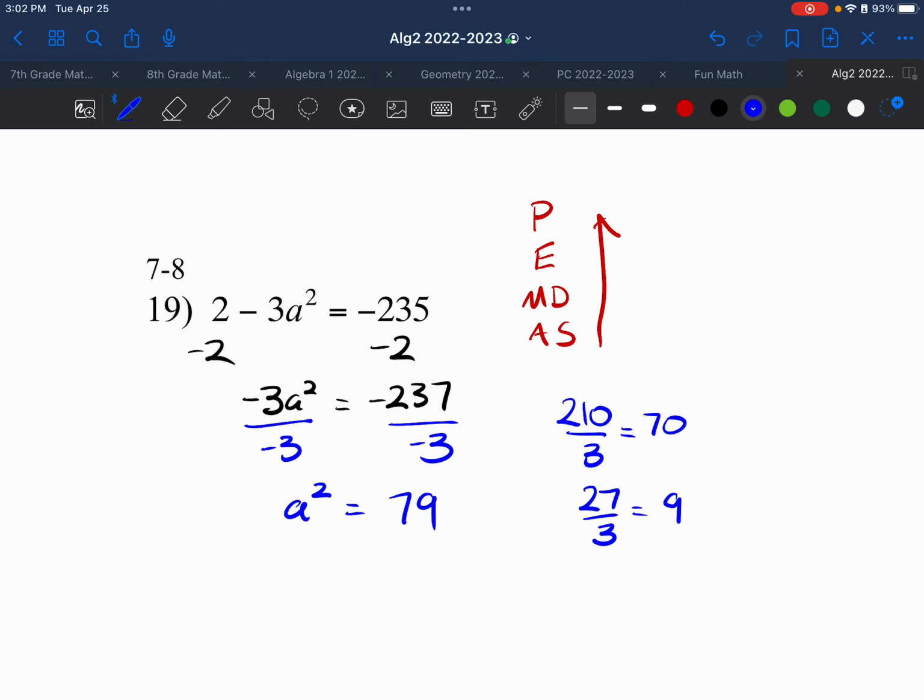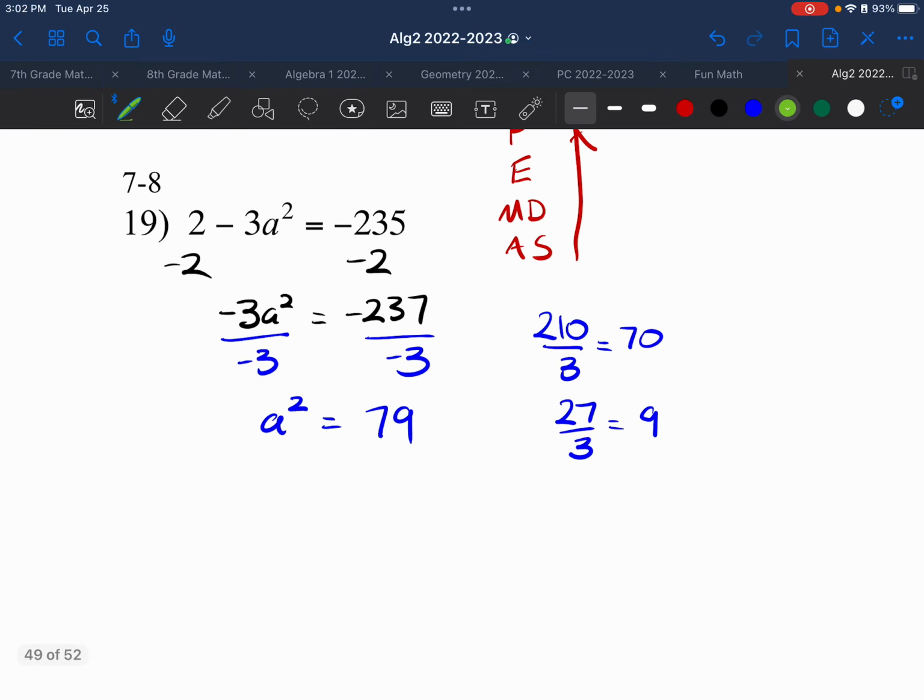Yeah, that makes sense. And then from here, I'm going to square root both sides, which isn't powerful enough, but once you have the plus or minus, then it is powerful enough, and cancel, cancel, cancel. A is equal to plus or minus the square root of 79. Can 79 be reduced? I am not sure.